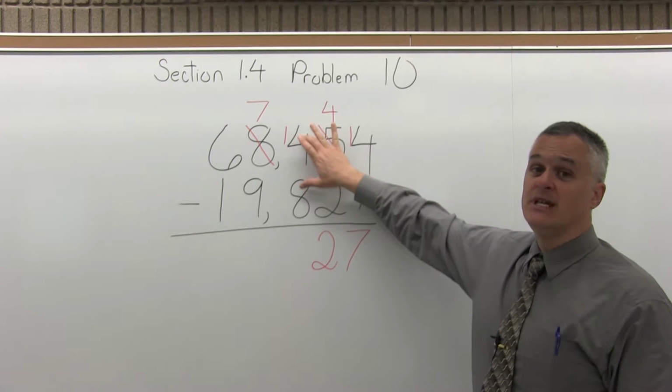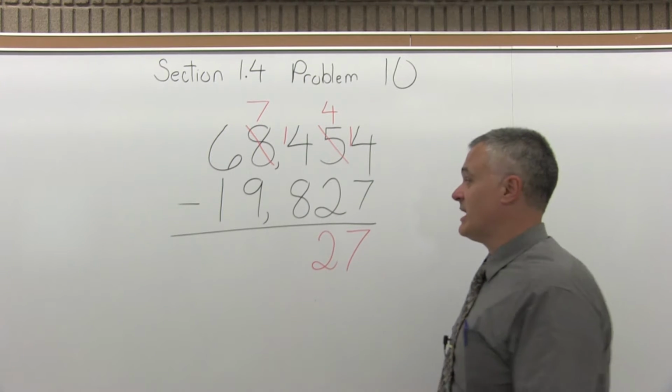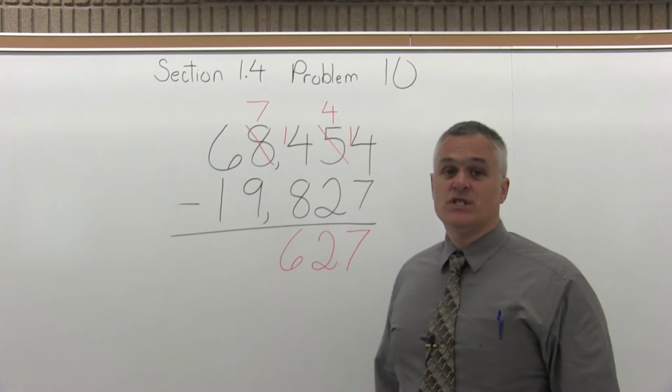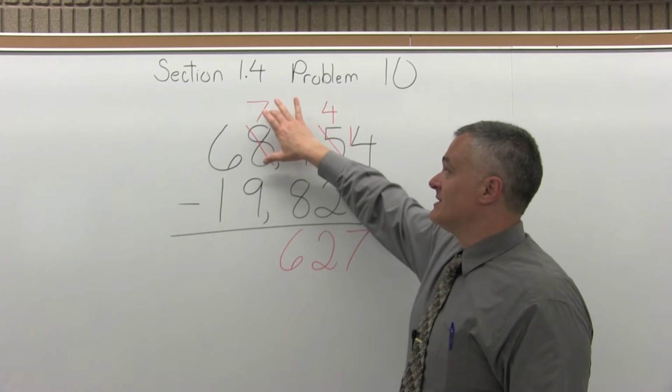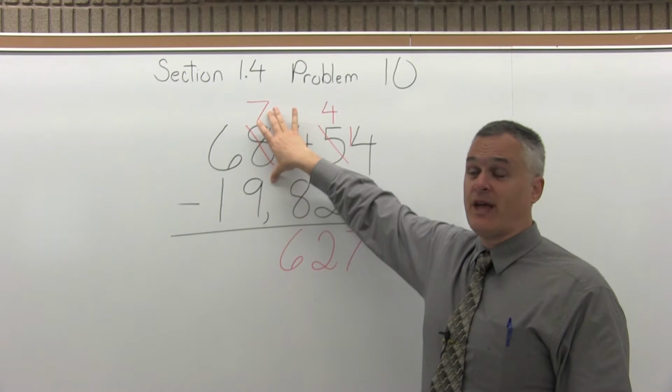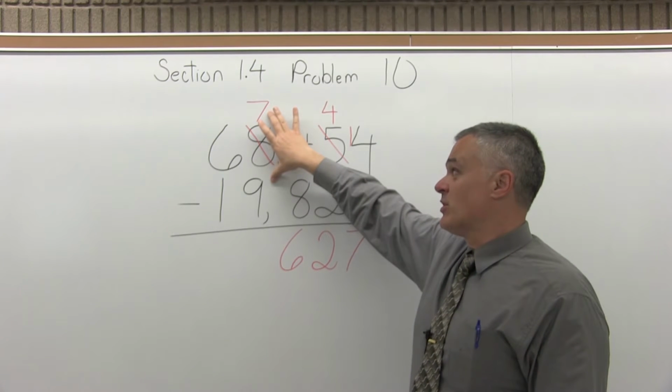Now I have 14 minus 8, which I can do. 14 minus 8 is 6. Then I'll go one column of digits to the left. I have 7 minus 9, so I need to borrow again. 7 is not large enough to subtract 9 away from, so what I'm going to do is borrow.